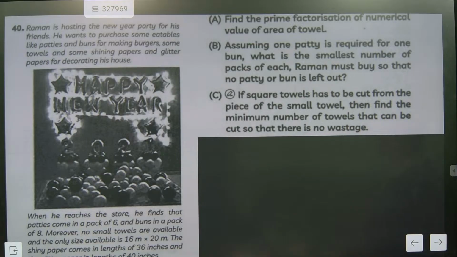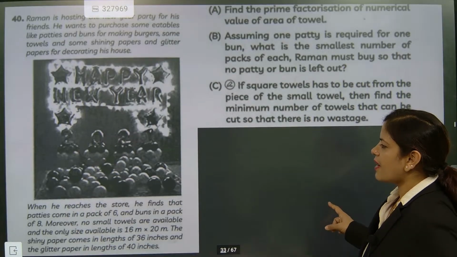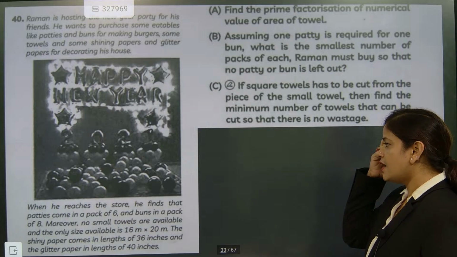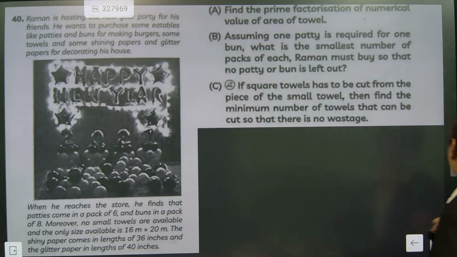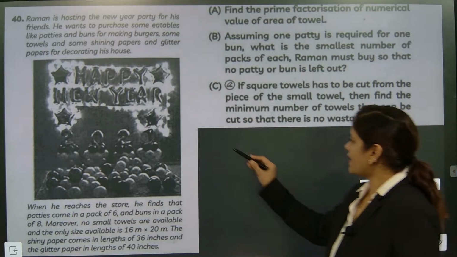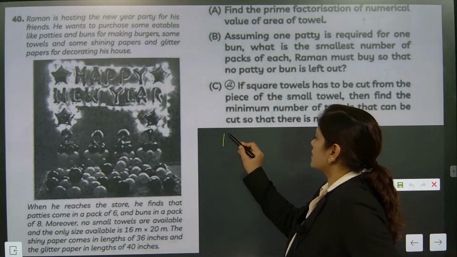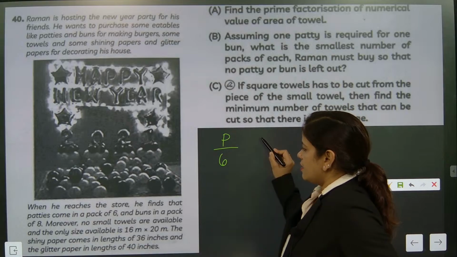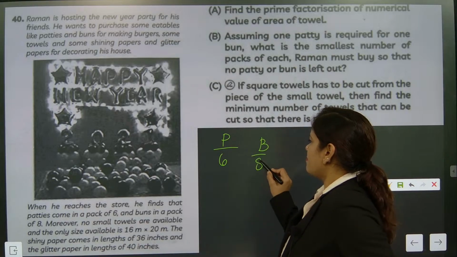Raman is hosting the New Year party for his friends. He wanted to purchase some edibles like patties and buns for making burgers, some towels and some shiny papers and glitter papers for decorating his house. When he reaches the store, he finds that patties come in a pack of 6 and buns in a pack of 8. So patties are coming in a pack of 6, buns are coming in a pack of 8.